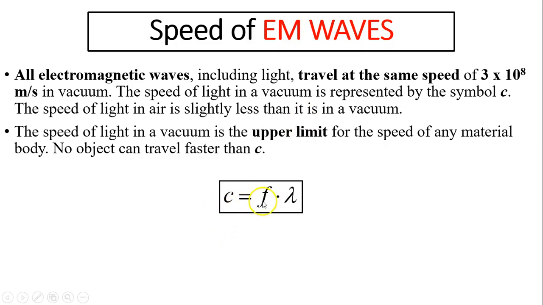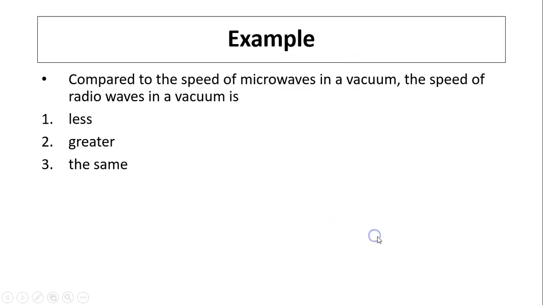Speed of light also equals f times lambda, frequency times the wavelength. As you can see, in air, we know frequency doesn't change. It's always the same as the source. So when the speed decreases, wavelength decreases. Compared to the speed of microwaves in vacuum, the speed of radio waves in vacuum has to be the same. Remember, radio waves are EM waves.